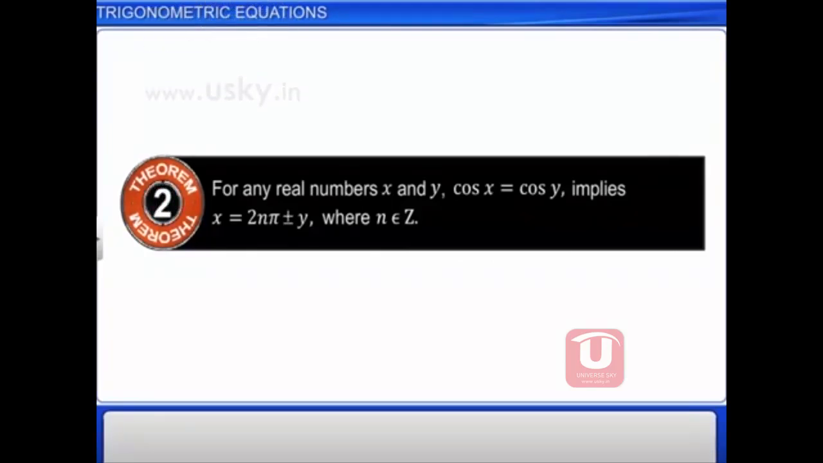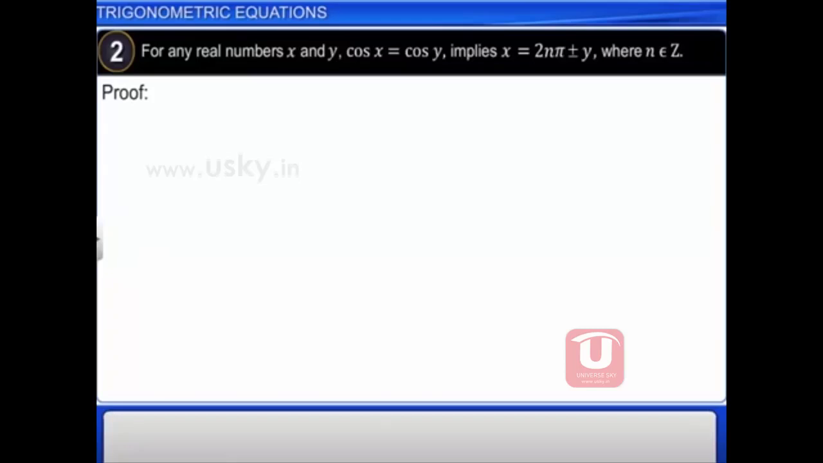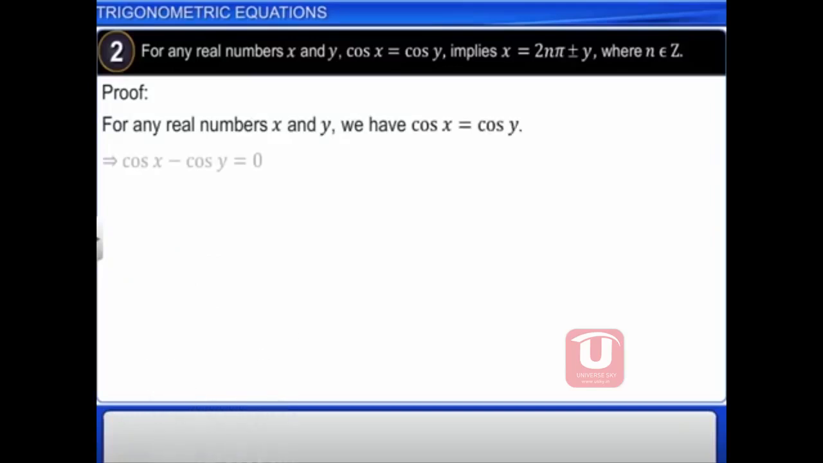For any real numbers x and y, cos x equal to cos y implies that x is equal to 2nπ ± y, where n belongs to the set of integers. Let's begin with the proof. For any real numbers x and y, we have cos x is equal to cos y. This implies cos x − cos y is equal to 0.